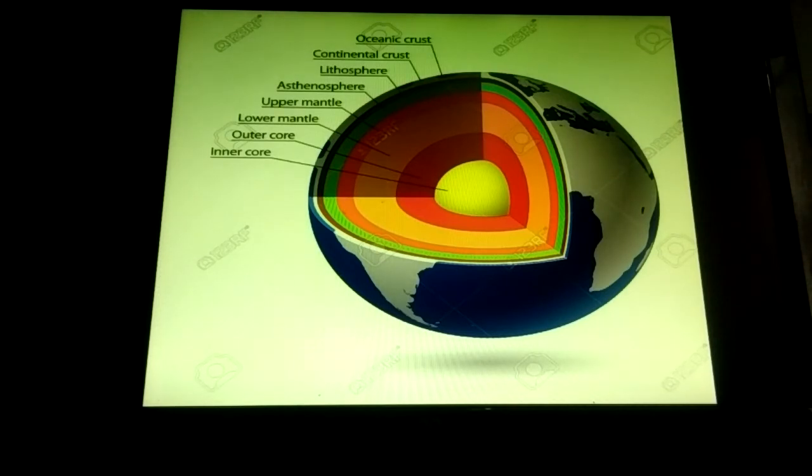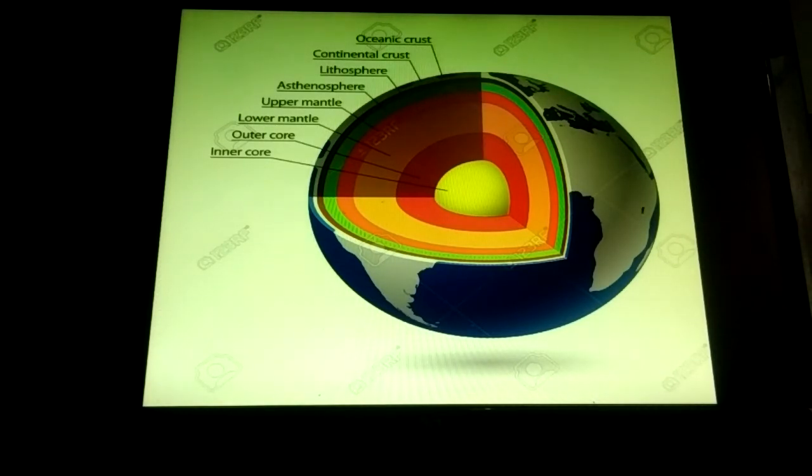First we see the crust. Second we see the mantle. The mantle is separated from the crust by a boundary called the Mohorovičić boundary, and the core is separated from the mantle by the Weizsäcker-Gutenberg discontinuity. The core is also divided into two parts: the outer core and the inner core.